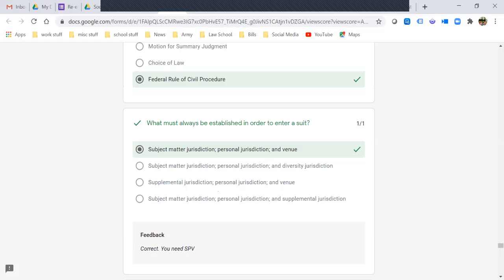What must always be established in order to enter a suit? Easy one. You need SPV, and that is subject matter jurisdiction, personal jurisdiction, and venue.